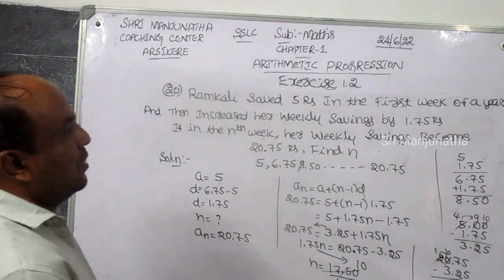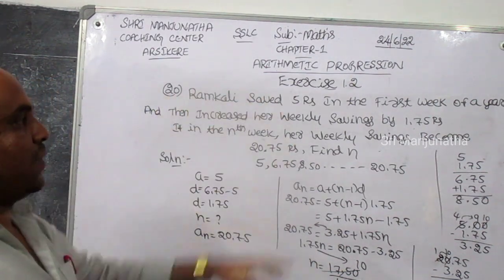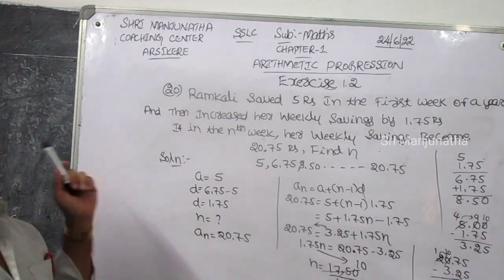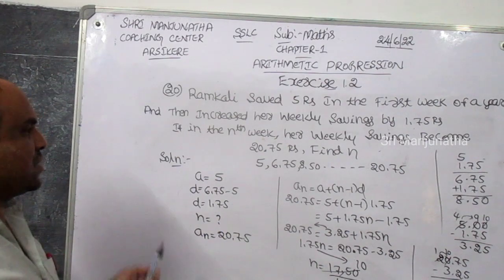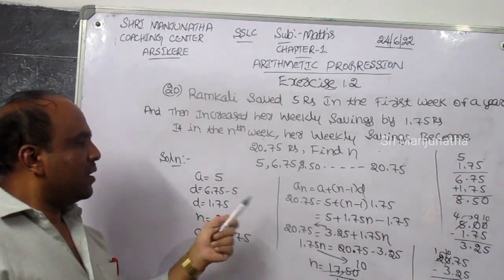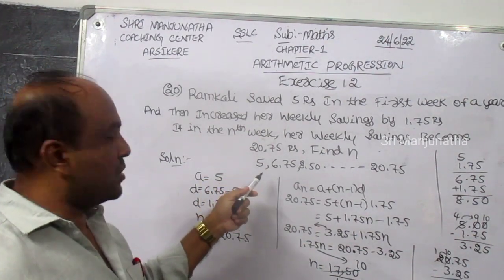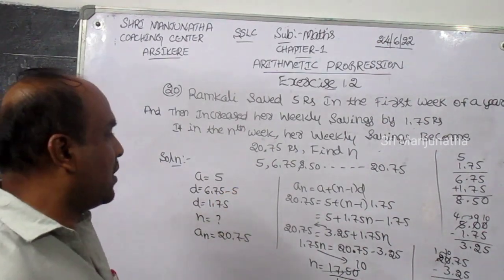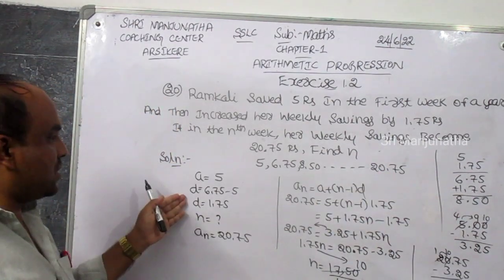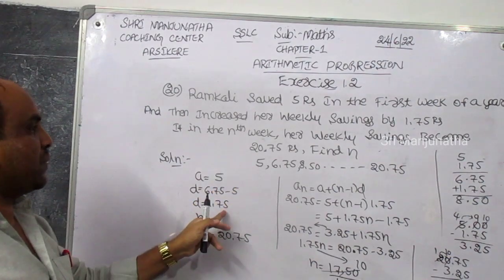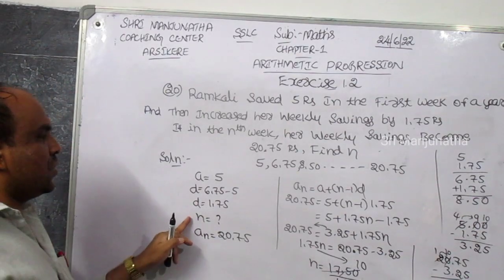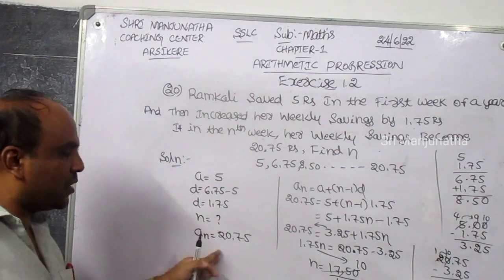Okay, Ramkali saved 5 rupees in the first week of a year and then increases her weekly savings by 1.75 rupees. If in the nth week her weekly saving becomes 20.75 rupees, find n. The first week saving is how much? 5. Add 1.75 continuously. The last term is 20.75. A is equal to 5, d is equal to 1.75, which is already given here. 1.75 increasing every week. n is equal to question mark, we should find out, an is equal to 20.75.